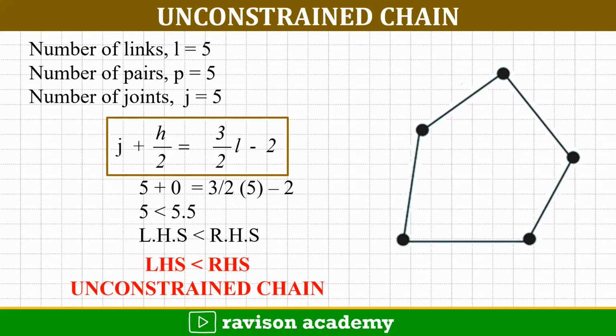And coming to the compound chain, here the number of links is 5 and number of pairs is also 5. Number of joints is equal to 5. So for the compound chain, J plus H by 2 equals 3 by 2 L minus 2. This equation should be satisfied. On applying the values, you will get left hand side lesser than right hand side. So we call this an unconstrained chain.